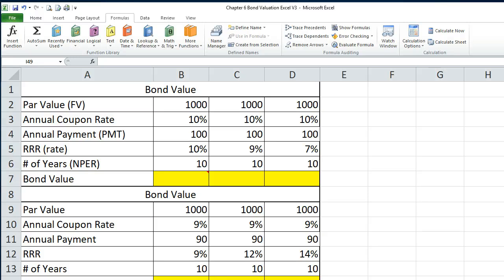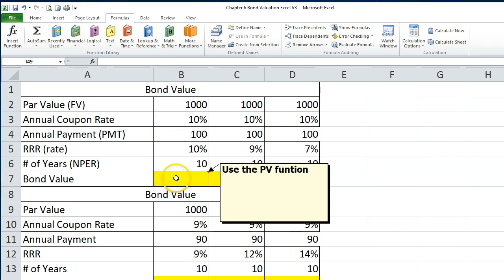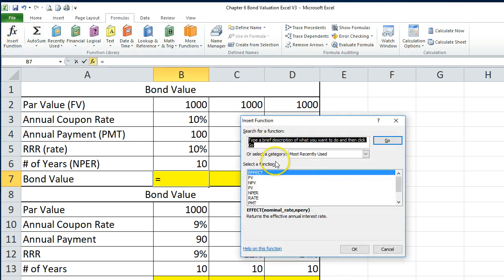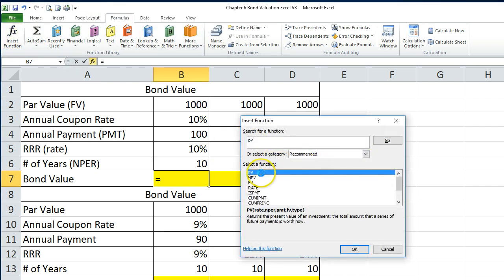So in the first spreadsheet called bond valuation workbook, we're looking to solve the bond valuation for these three examples. There's a little hint here: use the PV function. So I'm going to go to formulas, search for the PV function, and call this up.